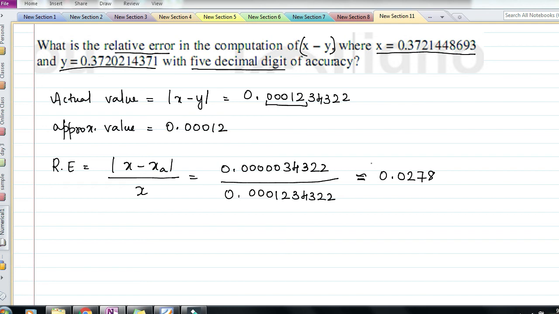In case they ask you for percentage error, just multiply this value by 100, and you're going to get 2.78. Here they have not asked for percentage error, but if you have to find it, just multiply by 100, and that gives you the percentage error. So 2.78% is the percentage of error occurring in this particular calculation.